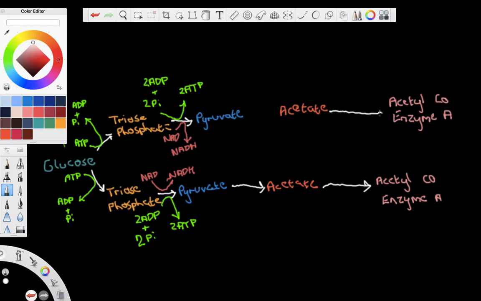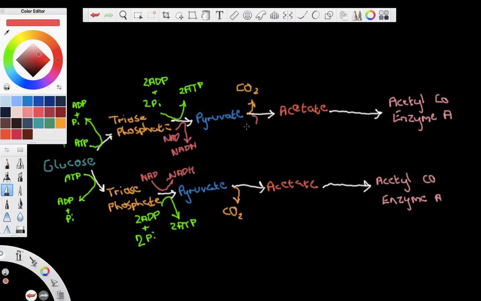So we're turning the pyruvate into acetate, and we're then turning the acetate into coenzyme A. To turn pyruvate into acetate, what we're going to do is we're going to decarboxylate it. So we're going to remove carbon dioxide from it. So we've got decarboxylation of pyruvate. And we're also going to oxidize the pyruvate. So we're going to have NAD being turned into NADH again.